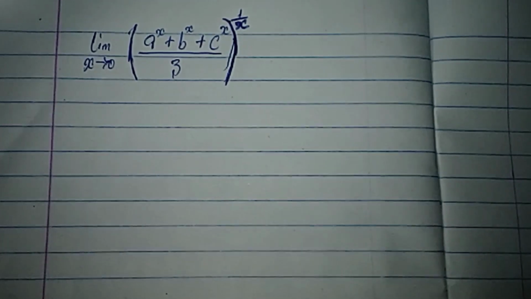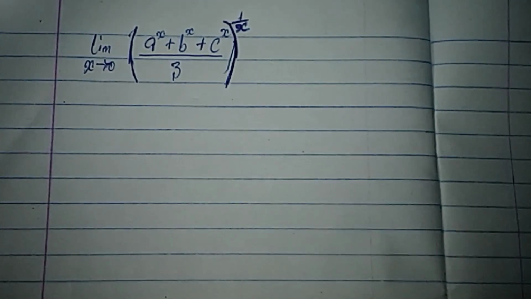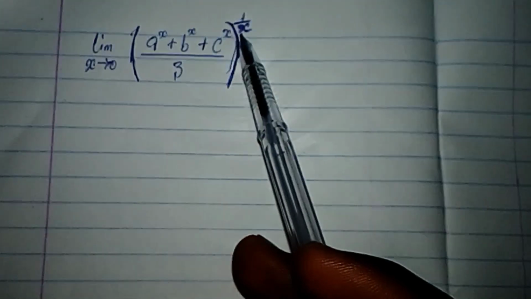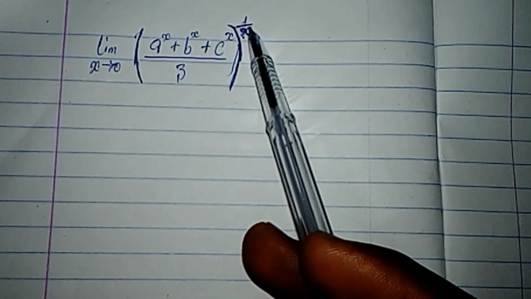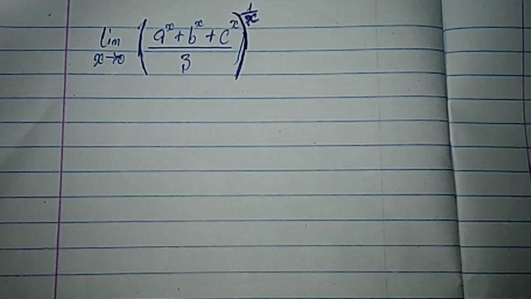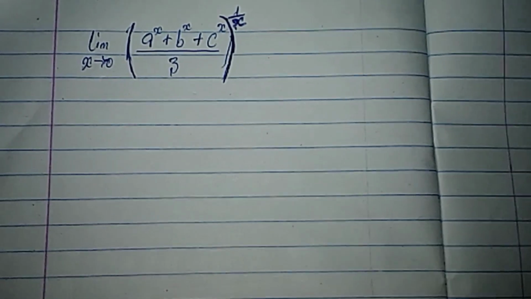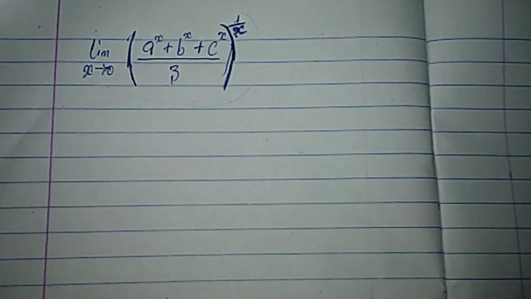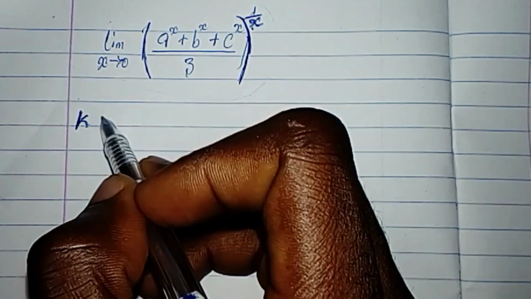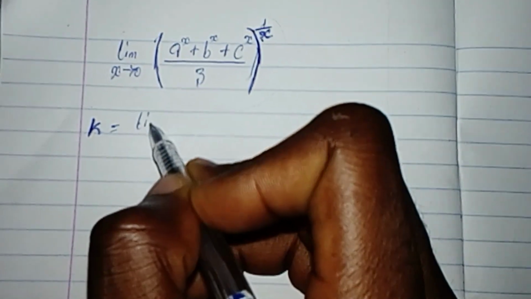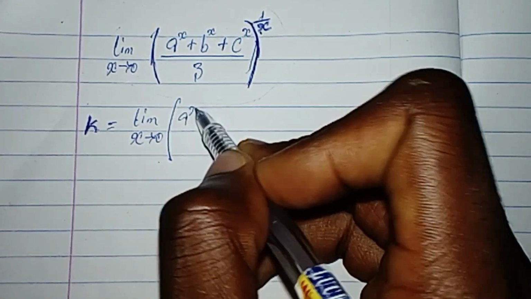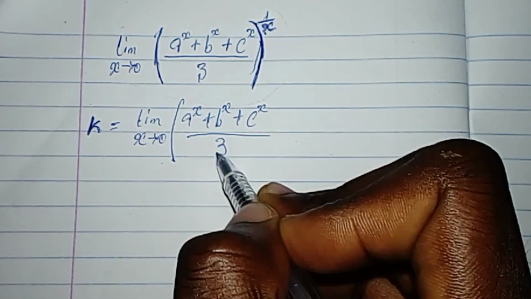So I would love to bring down my 1 over x because I can't put in the 0. If I should, then this is 1 over 0, which is indeterminate. The only way I can do that is to make the whole of this limit equal to something. I call that thing k. So k is equal to the limit as x approaches 0 of (a to the x plus b to the x plus c to the x, all over 3) raised to the power 1 over x.